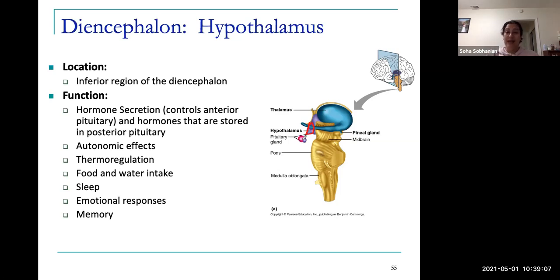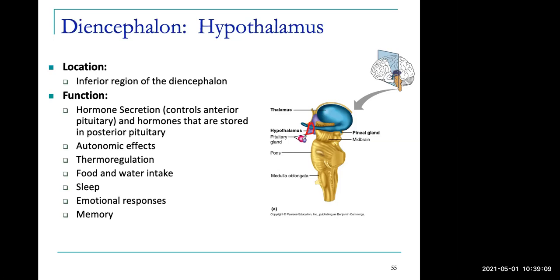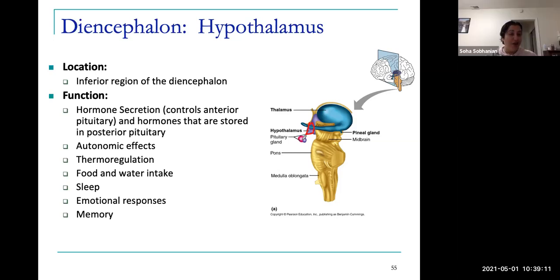Food and water intake: it can tell you when you're thirsty or when you're hungry. It's kind of cool. It tells you when to sleep, so we call that your sleep-wake cycle. So the sleep and wake cycle is controlled by the hypothalamus.